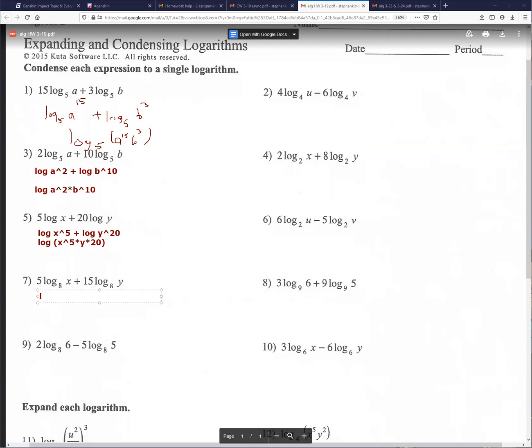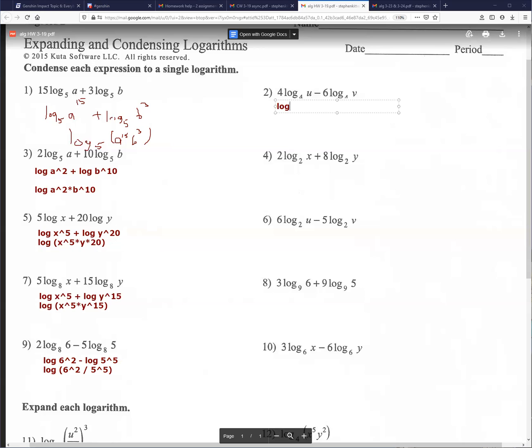All right. Log base 8 of x to the fifth plus log base 8 of y to the 15th, which is log of x to the fifth times y to the 15th. Make sure that when you're doing this, you're writing base 8 on these because obviously that needs to be there. All right, log base 8 of 6 squared, or 36, minus log base 8 of 5 to the fifth. All right, now instead of an addition, this is a subtraction, so it means that we're going to have division. So 6 squared divided by 5 to the fifth, which normally you'd write as a fraction, but I'm doing a slash because I'm on a keyboard here.